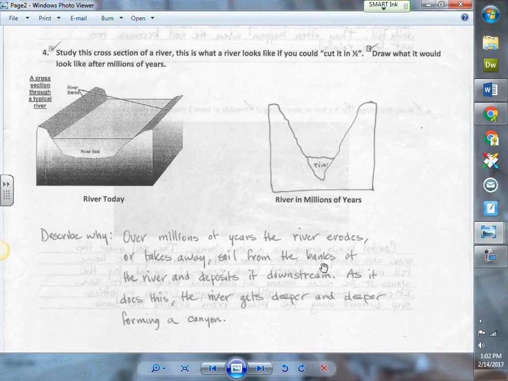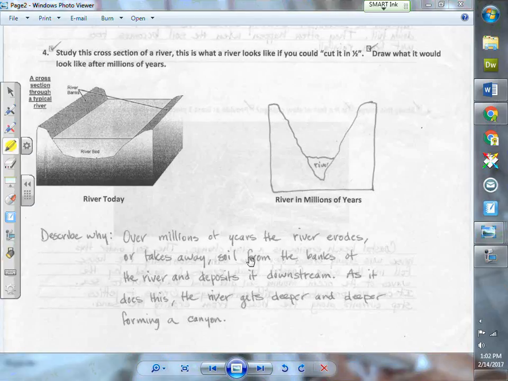All right, so what I wrote is, over millions of years, the river erodes or takes away soil from the banks of the river and deposits it downstream. As it does this, the river gets deeper and deeper, forming a canyon. And you know, I would really expect to see this word.